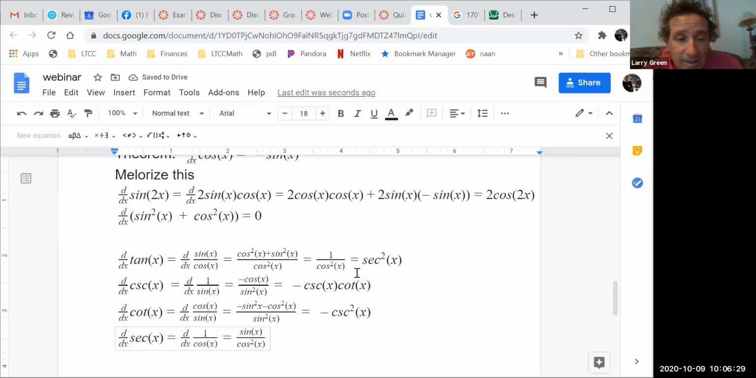And sine of x over cosine squared of x can be rewritten as sine of x over cosine x, that's tangent of x, times 1 over the cosine of x, which is the secant of x. Usually you write that as secant of x times tangent of x.